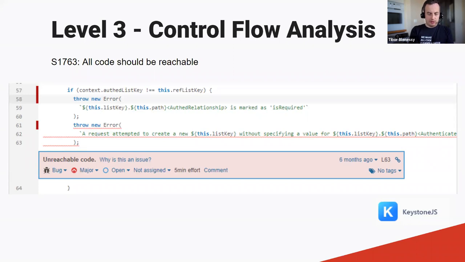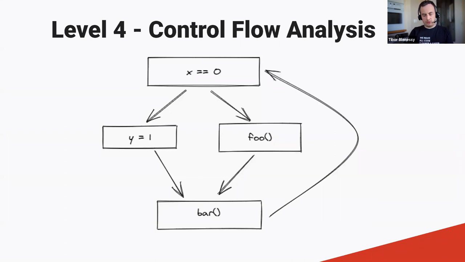So to be able to detect such issues, we build something which is called a control flow graph. In the control flow graph, we abstract away from all the control flow statements, meaning for loops, if, switch, and all the other statements which are changing the flow of execution. We only keep expressions in the blocks, and then we keep arrows between the blocks.